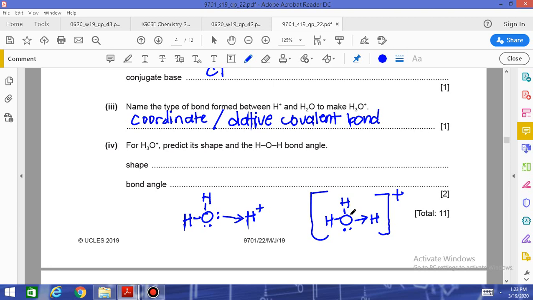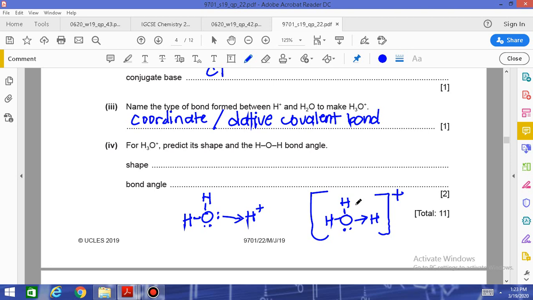Once again, why is a coordinate or dative covalent bond formed? Because in this case, only oxygen donates a lone pair of electrons to hydrogen, but oxygen doesn't use any electron from hydrogen because oxygen is already stable. That's a coordinate or dative covalent bond.